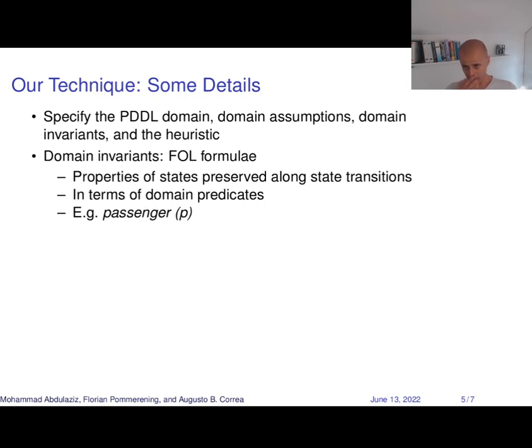Another part of the specification is the domain invariants, which are properties of states which are always preserved along state transitions in any instance of the domain. For example, if we know that an object P is a passenger in a state, then this will hold in the next state after a transition. So then we have an invariant saying for all P, passenger P.